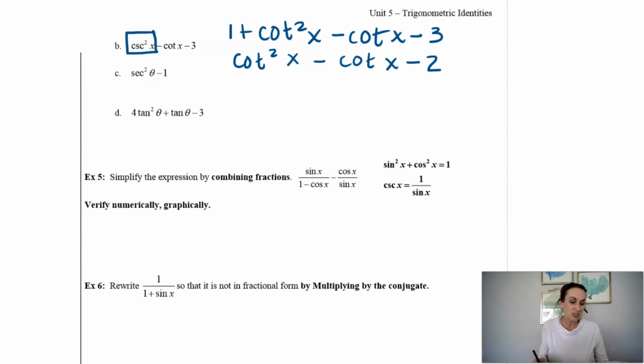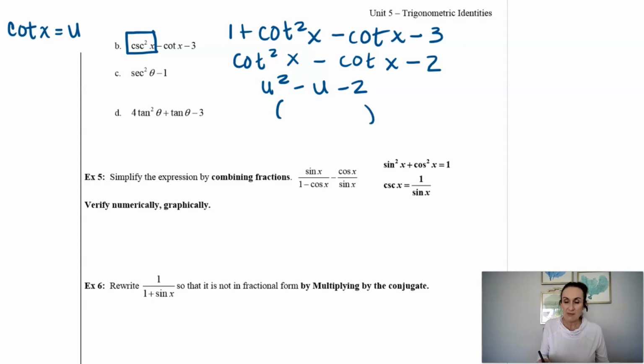Now this expression you can factor, just like you would factor x squared minus x minus 2. So if you want, you can say, I'm going to let cotangent x equal u. And then this would give you u squared subtract u subtract 2. So if you don't like the cotangents, just replace them with a u.